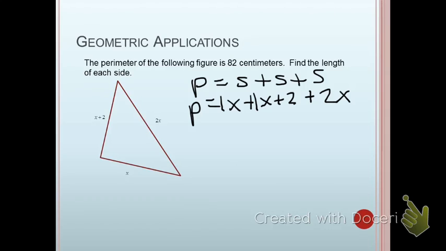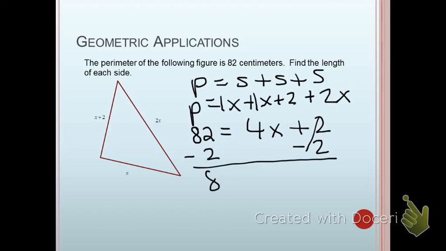And it looks like I forgot to plug the perimeter in there. We know that the perimeter, when we get done, should be 82. So I should have put an 82 there. So 1x plus 1x plus 2x is 4x. We have 4x plus 2. To get the 4x alone, let's go ahead and subtract 2 from both sides. So we have 80 equals 4 times x. We'll divide both sides by 4, and we see that x is equal to 20.